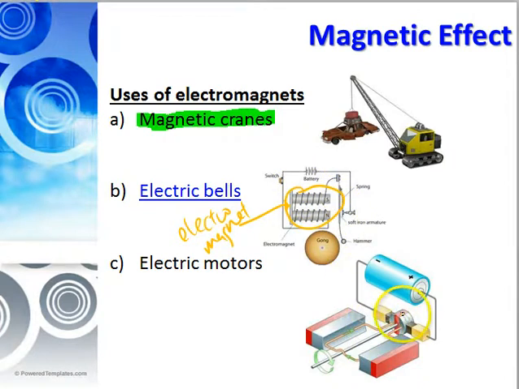Next one is the electric motor. Because of the way the current is flowing, it causes this wire inside here to turn. You'll cover this much more in pure physics. So if you're interested to know how this works, go and take pure physics. So we have covered the magnetic effect.